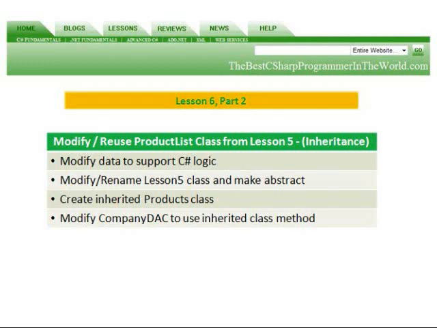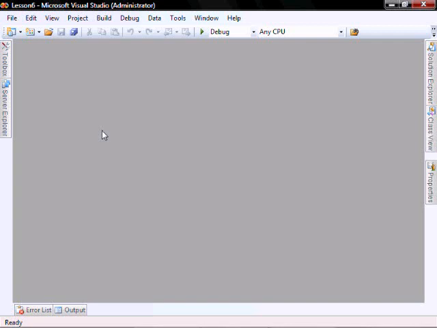In part two, we're going to modify and reuse the product list class from lesson five. We're going to modify data to support C# logic. We're going to modify and rename the Lesson 5 class and make it abstract. We're going to create an inherited products class, and we're going to modify the company data access component to use the inherited class method. When we implement inheritance in this part, we're going to create a method called getPartDiscount, and it's going to be based on the age of parts.